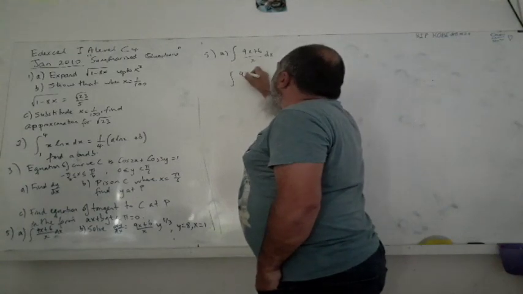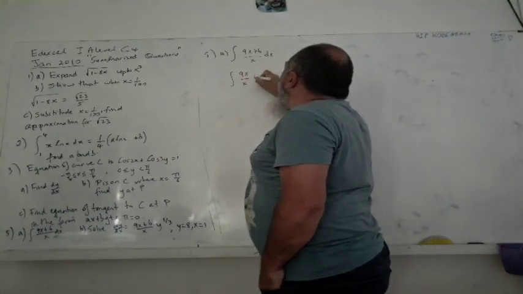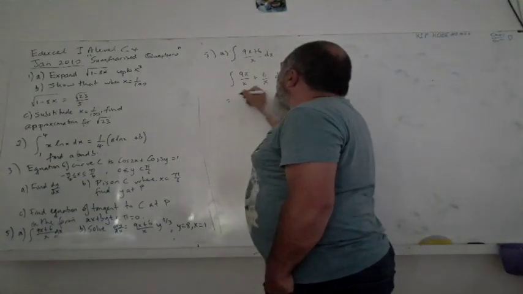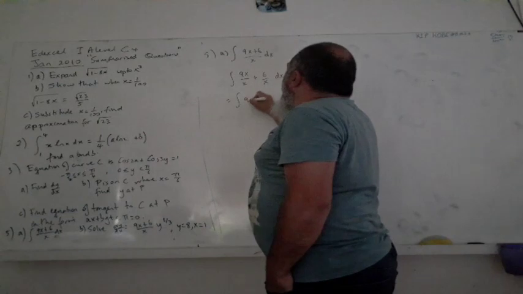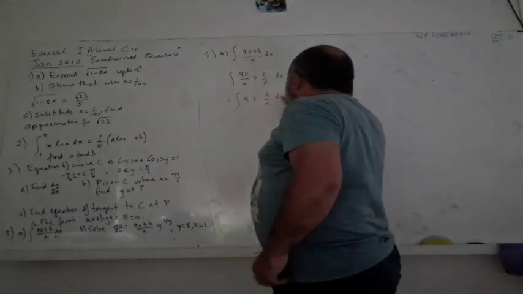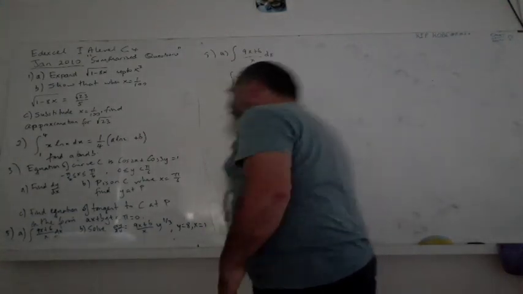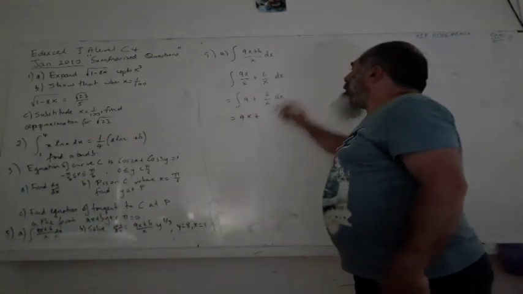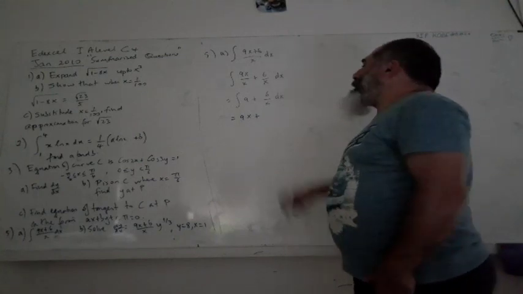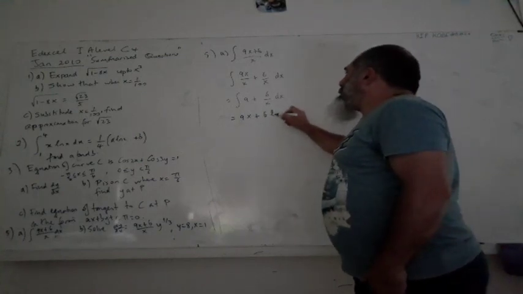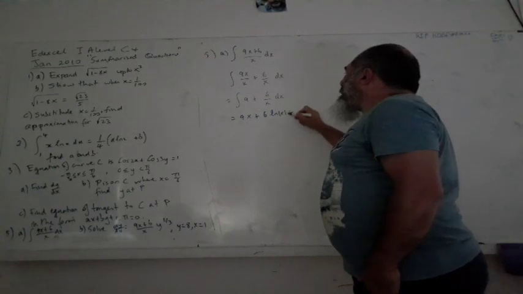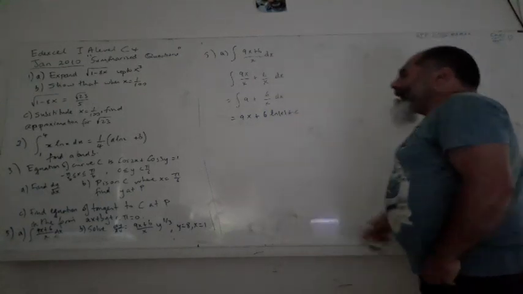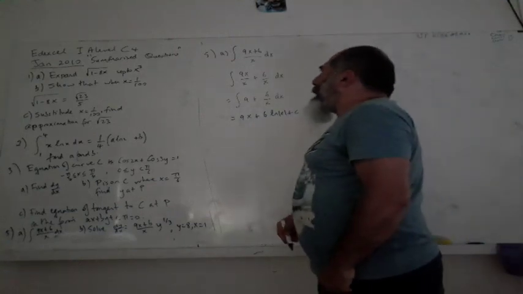So this is equal to the integral of 9x over x plus 6 over x dx. That is equal to 9 plus 6 over x. And the integrated form of 9 is 9x plus, what is the integration of 6 over x? It is 6 times ln x plus c. This is the integration of 9x plus 6 over x. And that's the answer for part A.